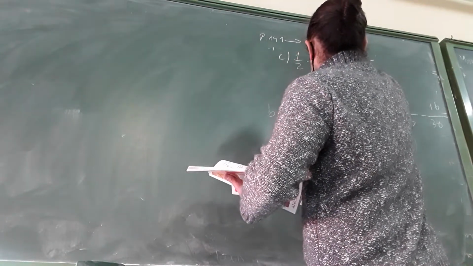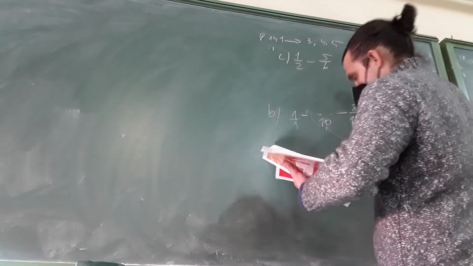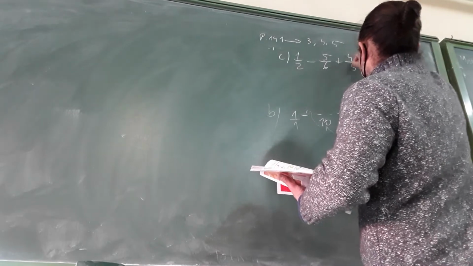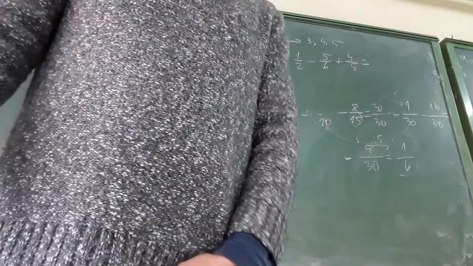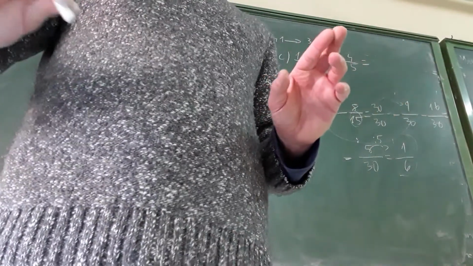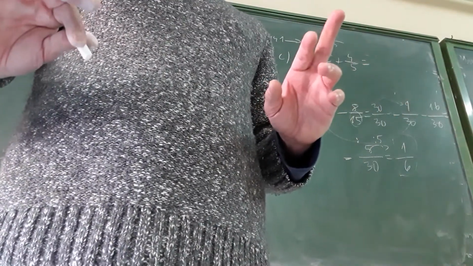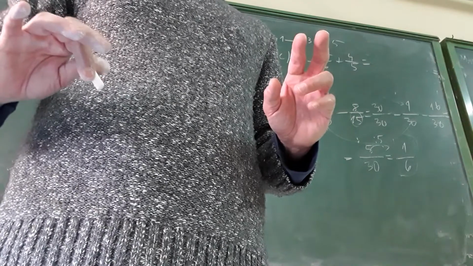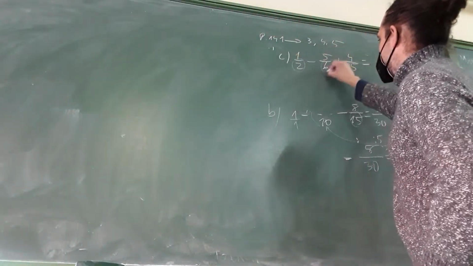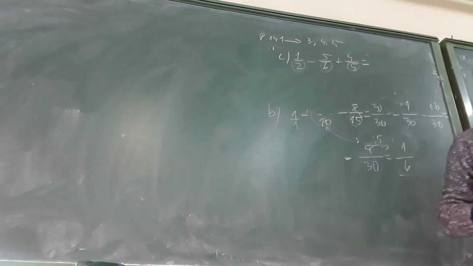1/2 minus 5/6 plus 4/5. Have all of you who are not in the exam already participated? Yes. Okay, volunteers. Anyone who wants to participate? Dua. So lowest common multiple of 2, 6, and 5. Which one? 30. Is it 30?